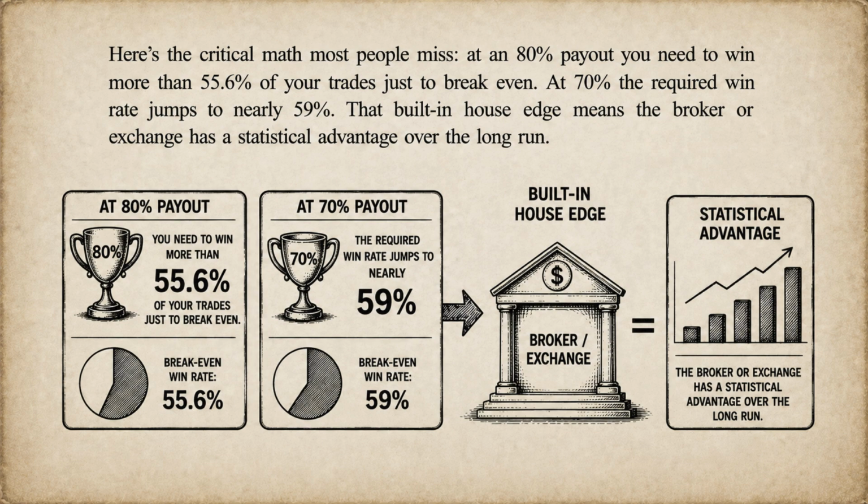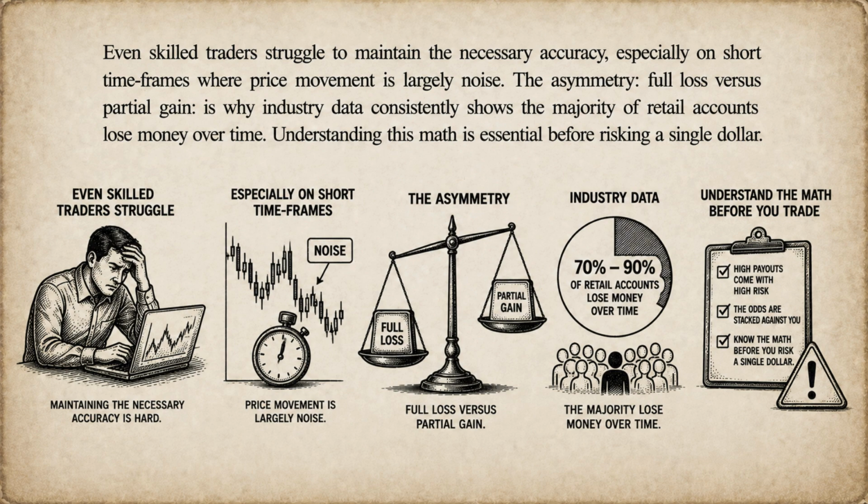Here's the critical math most people miss. At an 80% payout you need to win more than 55.6% of your trades just to break even. At 70% the required win rate jumps to nearly 59%. That built-in house edge means the broker or exchange has a statistical advantage over the long run. Even skilled traders struggle to maintain the necessary accuracy, especially on short timeframes where price movement is largely noise. The asymmetry, full loss versus partial gain, is why industry data consistently shows the majority of retail accounts lose money over time. Understanding this math is essential before risking a single dollar.